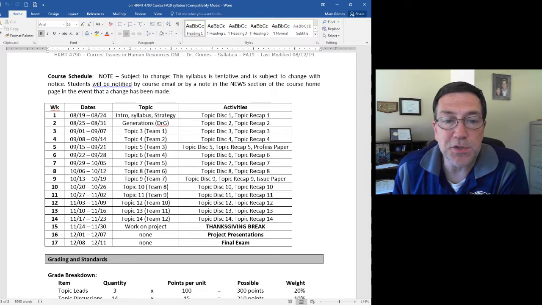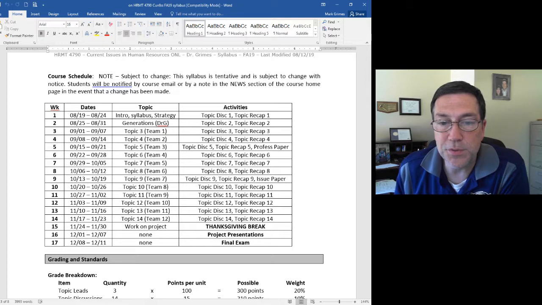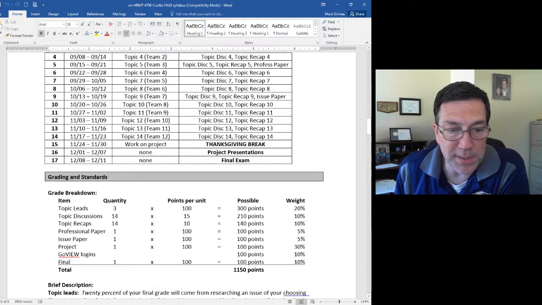14 times during the semester, you will be part of discussion boards. 14 times during the semester, you'll write a recap paper about what you learned. And then you'll produce a professional HR person paper, an issue paper. You'll do a project at the end of the semester. It's an individual project. And then you'll have a final exam. So how does that break down here?